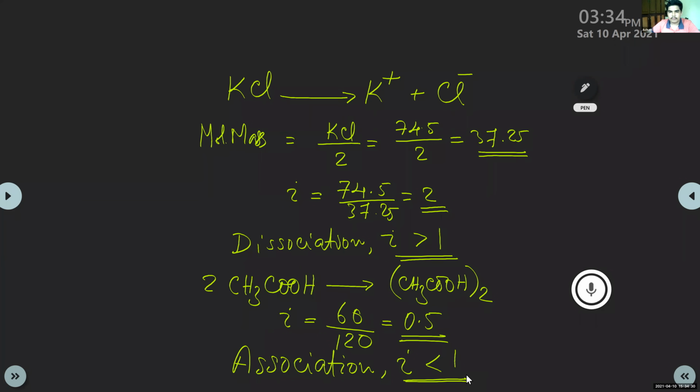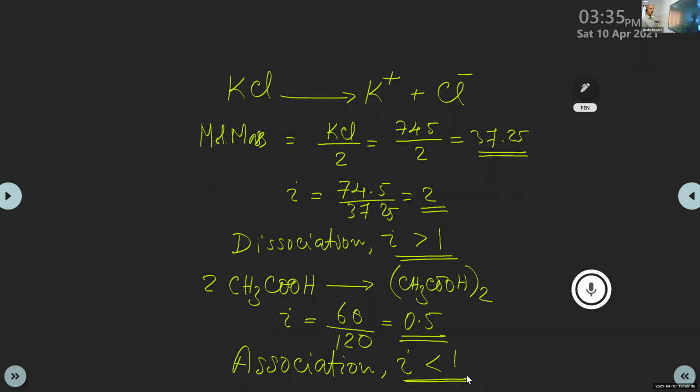Okay. Then the molecular mass is equal to KCl by 2. 2 is the number of particles, ions. That is equal to 74.5 by 37.25, and that is the calculated, abnormal molecular mass. So i is equal to normal molecular mass by abnormal molecular mass, 74.5 by 37.25, which is equal to 2, and the value is greater than 1.